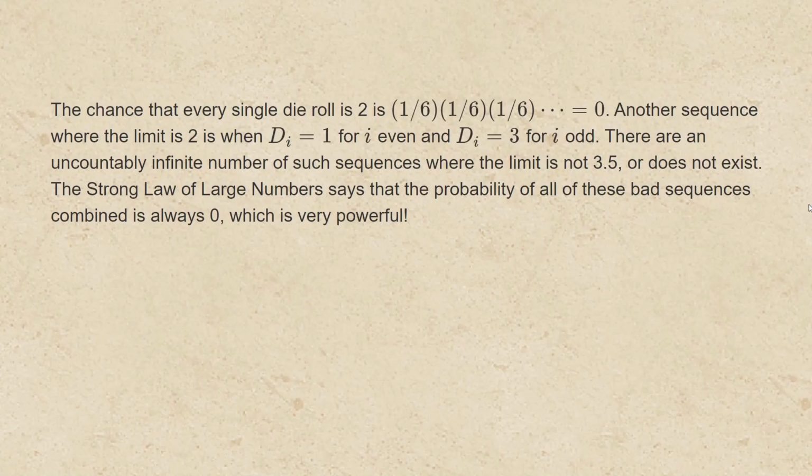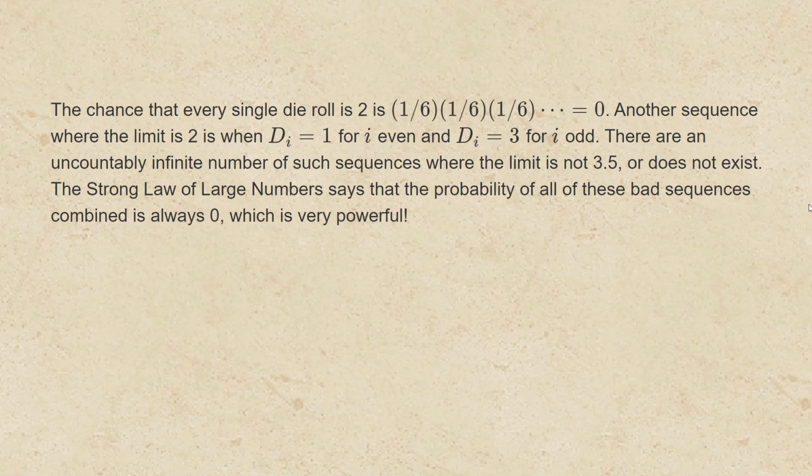Well, we know the chance that every single die roll is 2 is 1/6 times 1/6 times 1/6, and so on an infinite number of times. So we get 0. Another sequence where the limit is not 3.5 is when d sub i is 1 for i even and d sub i is 3 for i odd. But the probability of drawing that sequence is also 0.